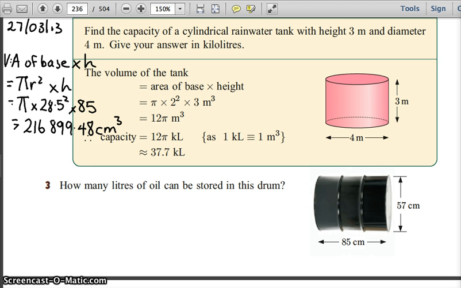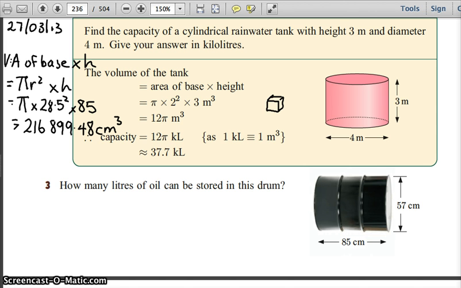So what does 216,899.48 cubic centimetres mean? It means that you can fit into this drum 216,899 cubes of liquid, a centimetre by a centimetre by a centimetre. Nearly 216,900 of them inside this drum, because it's the amount of space that something's taking up. We know that.